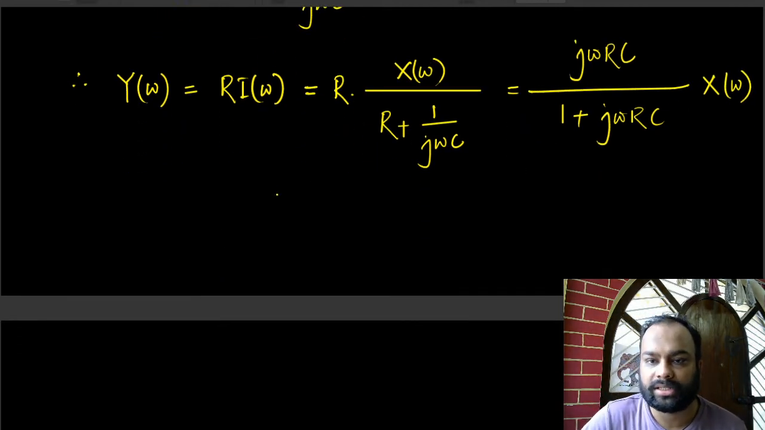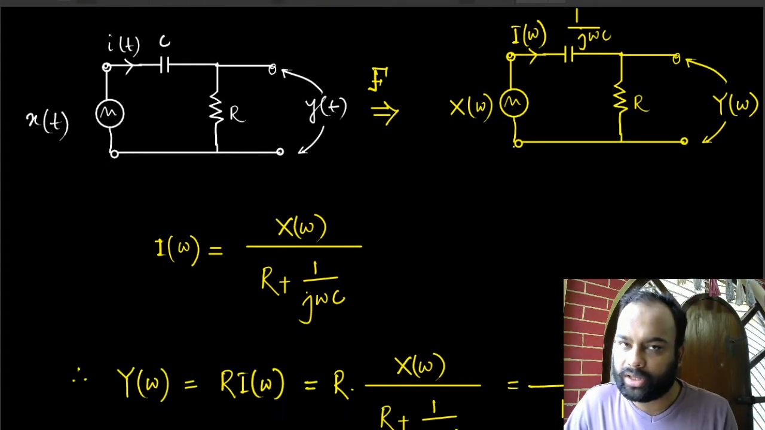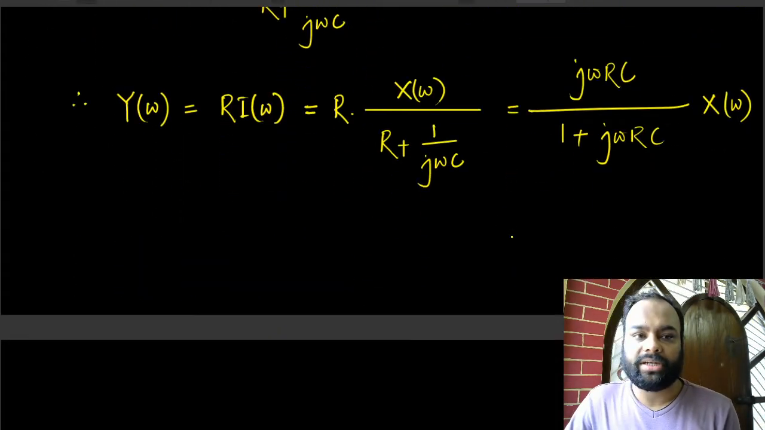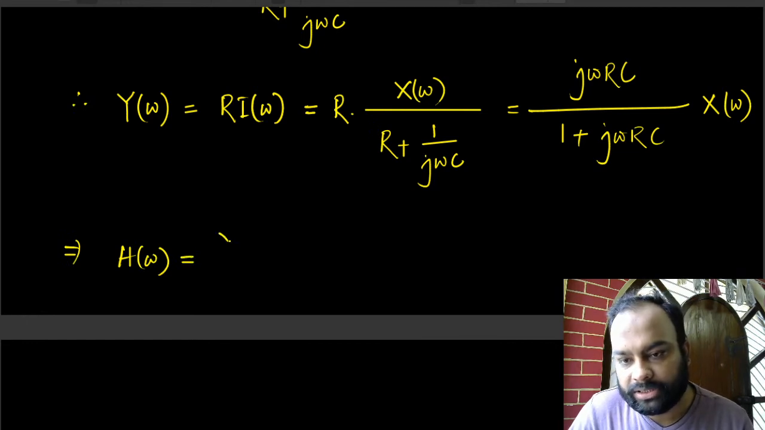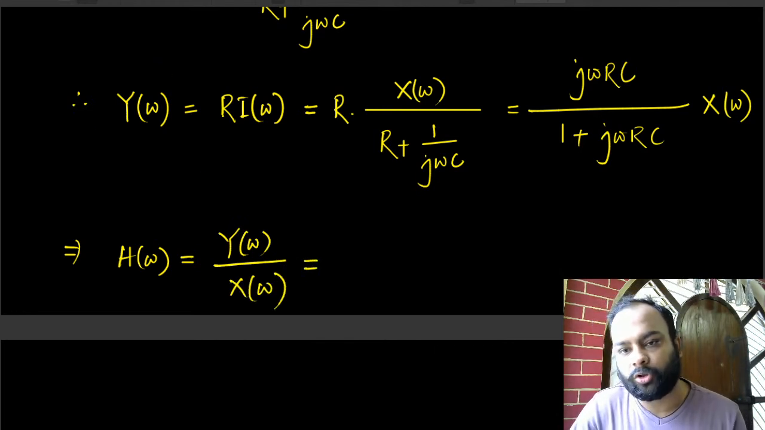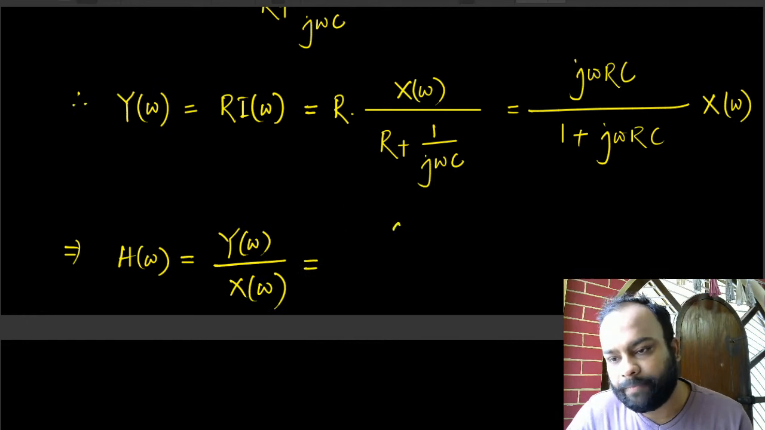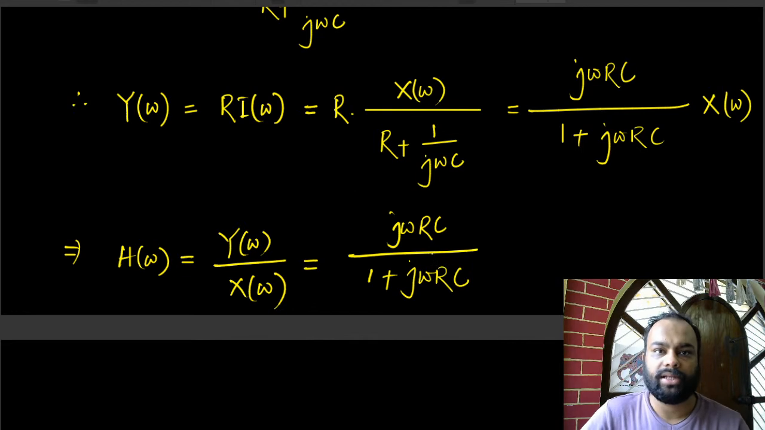That is Y(omega). In the last class we measured voltage across the capacitor. Today we are measuring voltage across the resistor itself. So what is my frequency response? It is the Fourier transform of the output divided by the Fourier transform of the input. That gives me j omega RC divided by 1 plus j omega RC. That's understood, right?